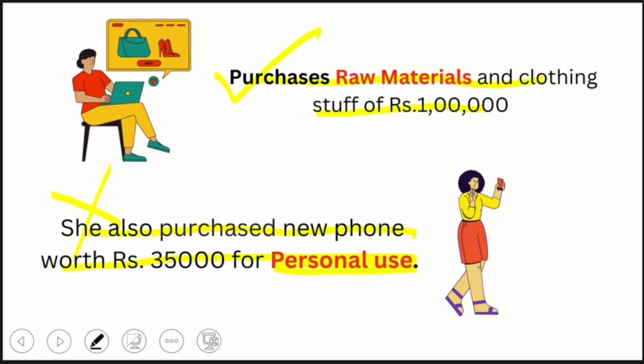We have to always remember in business accounts that when we are identifying transactions, we have to identify the transactions which are related to business and which have some value expressed in monetary terms. We see that it is expressed as rupees 1 lakh. Next, in the second transaction, we see that she was purchasing it for personal use and it is not related to business. So such transactions are not to be considered.